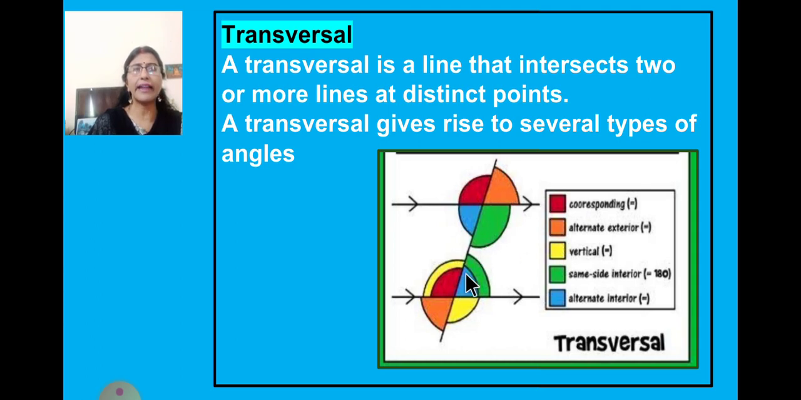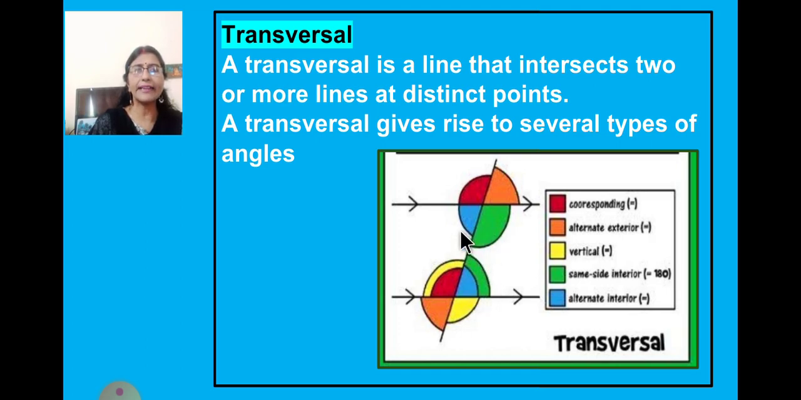Then this orange color angles, you can see they are the pair of alternate exterior angles. Yellow color angles, you can see these two, they are vertically opposite angles. Then green color angles, you can see this and this, they are on the same side of the transversal. They are co-interior angles and they are green in color. By the color you can understand they are on the same side and they are interior angles, so they are co-interior angles. These two angles are co-interior angles.